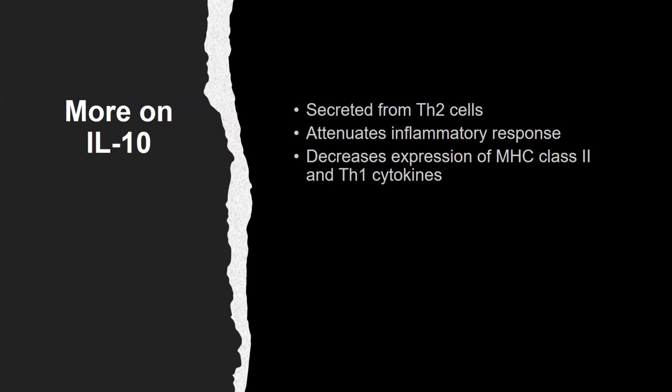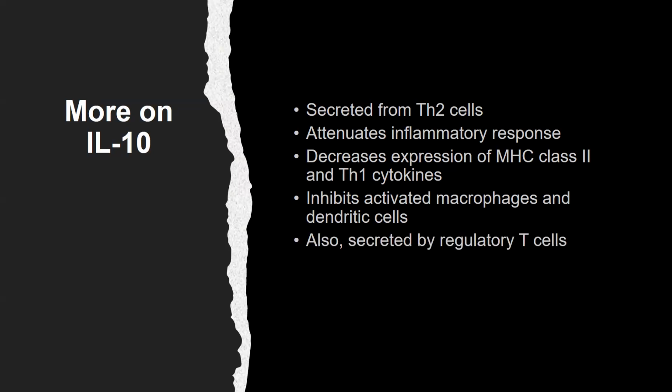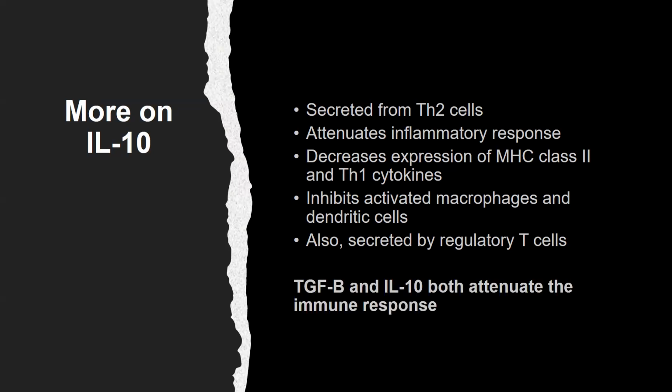MHC class 2 is going to bind to our CD8 cells, our T helper cells. It'll inhibit activated macrophages. It'll inhibit activated dendritic cells. It also can be secreted by Treg cells, which makes sense if it's regulating the immune system.